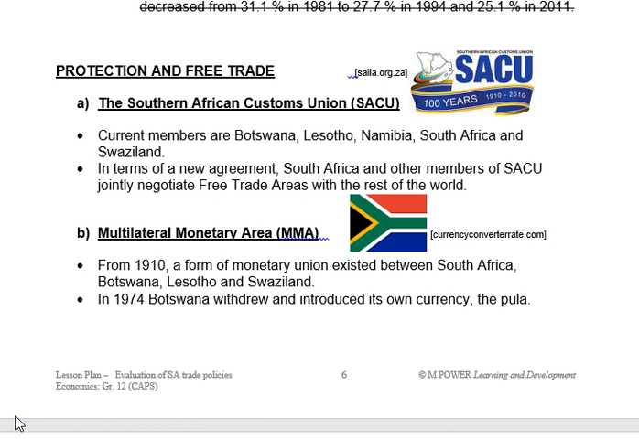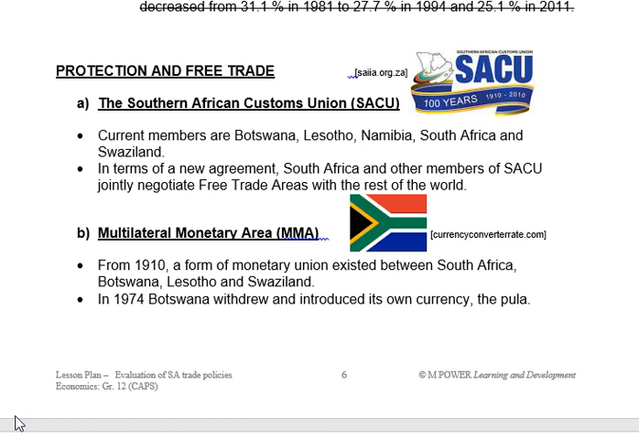Okay, so the first trade protocol we're looking at is the Southern African Customs Union, SACU. The current members are Botswana, Lesotho, Namibia, South Africa, and Swaziland. You'll see all of these countries are in Southern Africa. Okay, and in terms of a new agreement now, South Africa and the other members of SACU jointly negotiate free trade areas with the rest of the world. Okay, now SACU is a customs union. Remember, customs union means that it is step 2. All right, remember first step 1 is a free trade area.